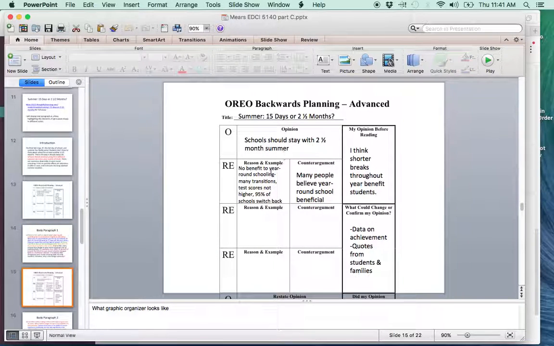Looking at my graphic organizer, I can fill in the reason and examples, and I can fill in the counter argument that many people believe year-round school is beneficial. The writer has acknowledged what other people think.